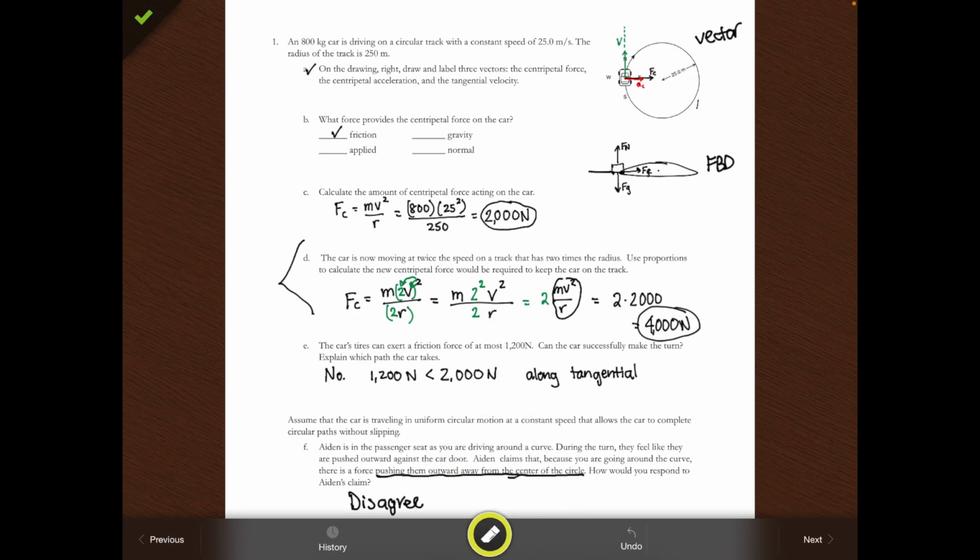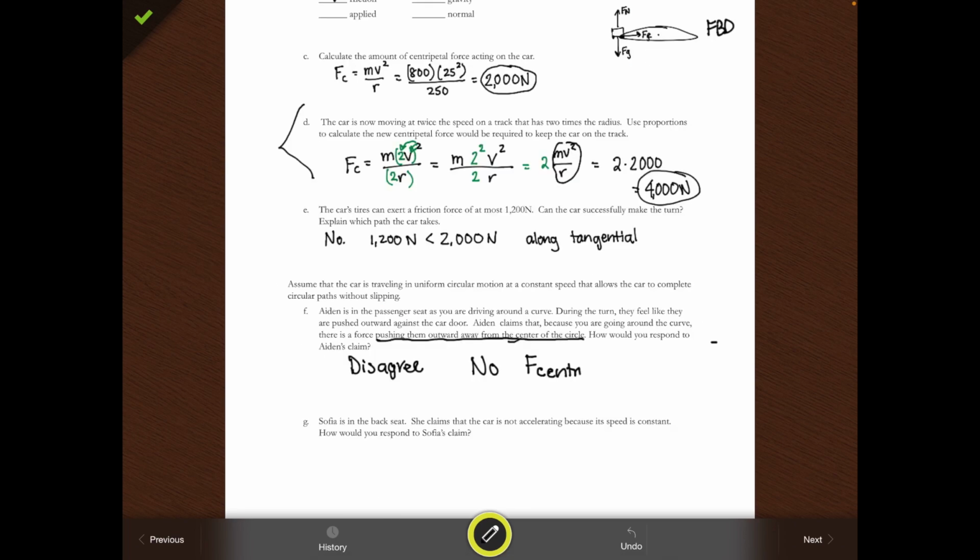What's actually going on is Aiden feels like he's going in a straight line. He's going along the tangential path, actually. So as the car moves, a moment later, the car would be here. But he's gone in a straight line. So his inertia going along that tangential path keeps him going in a straight line as the car moves right. There's no centrifugal force towards the outside of the circle. This is an effect of inertia. It's called the centrifugal force effect.